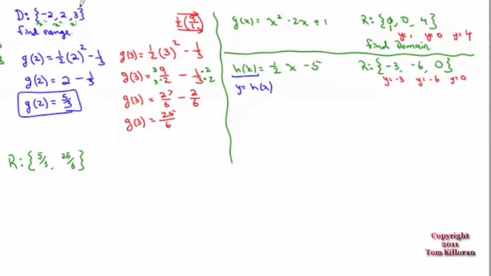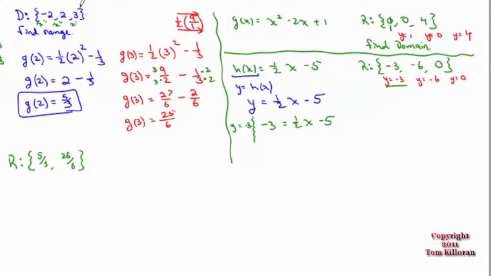Now that I know what y is equal to, and I have y equals -3, y equals -6, y equals 0, what can I do with this equation to help me find the domain? Solve for x. Plug in a y and solve for x. So which y do you want to start with? -3? All right, so plug in -3. So we're going to get -3 equals 1/2 x minus 5. Nice, simple, linear equation. How do you solve for x?